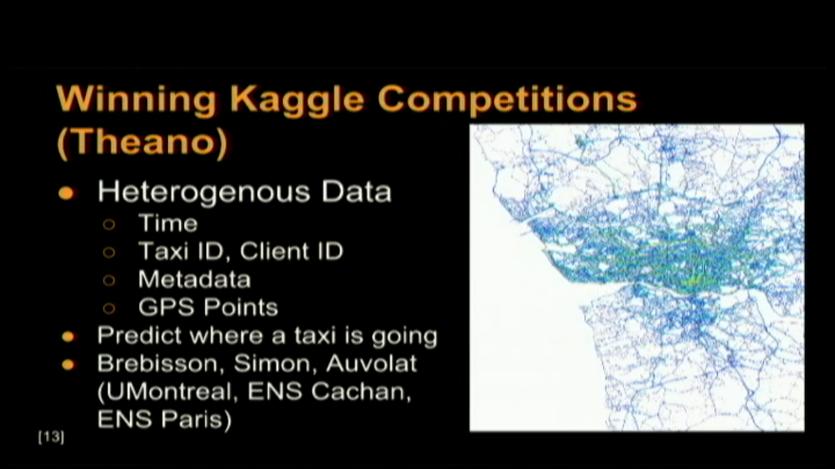Once again, there's a great write-up on how these guys won the competition. It kind of shows how you can structure a neural network to encode the things that you know about the problem and predict something. So the goal in this was, given the first couple GPS points, a time, a taxi ID, a client ID, and some other metadata, predict where the taxi's going. And they did very, very well and they ended up winning the competition.